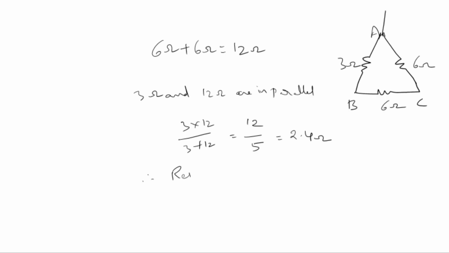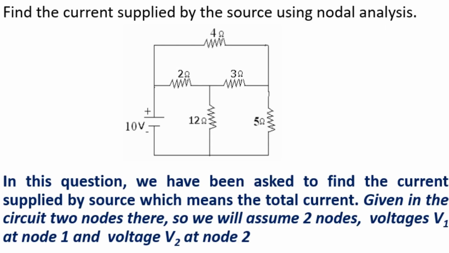Therefore, the resistance between A and B terminals is 2.4 ohms.